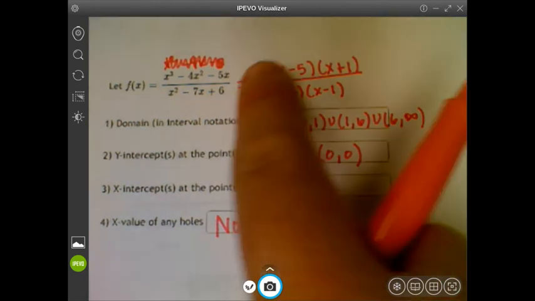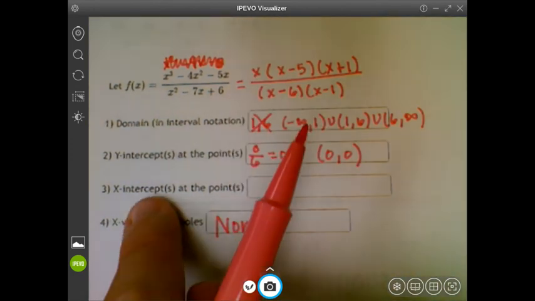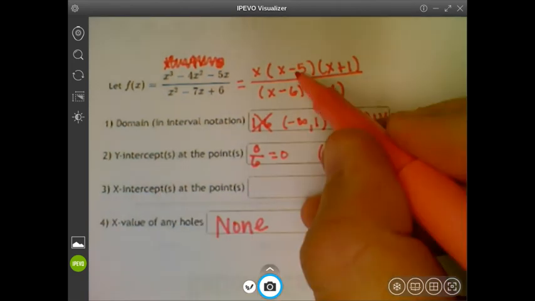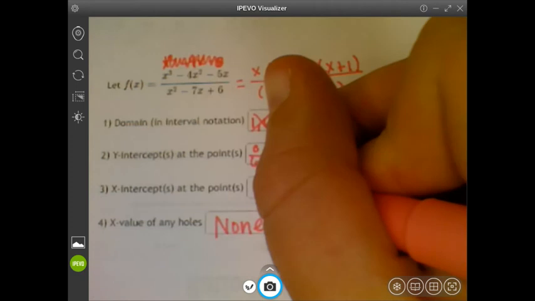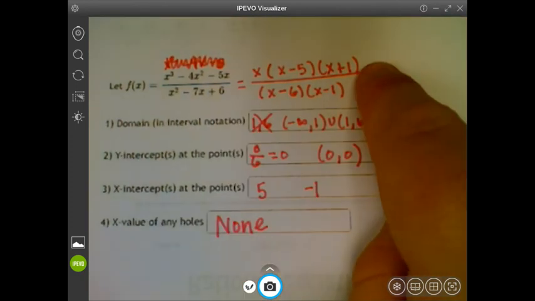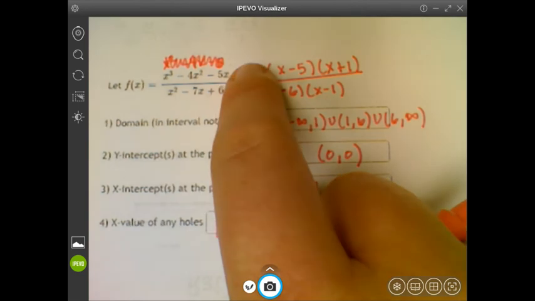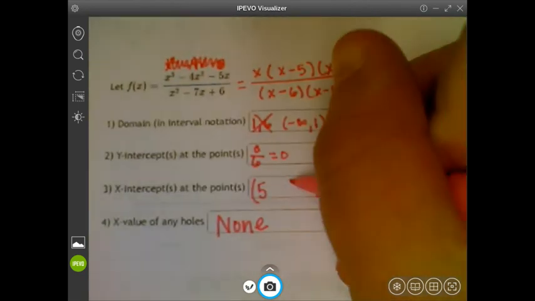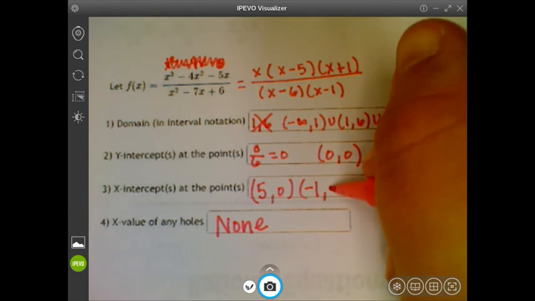So what's left in the numerator makes your x-intercepts. What's left in the denominator makes your vertical asymptotes. So your x-intercepts would be at 5 and -1. And then don't forget, there is an x in the front. And so you can make the entire numerator equal to 0 by plugging in 0. And so that's one as well. And you do have to write them as coordinate points.